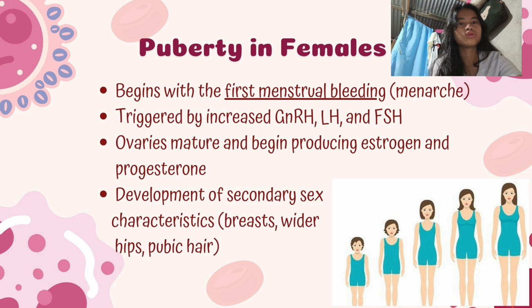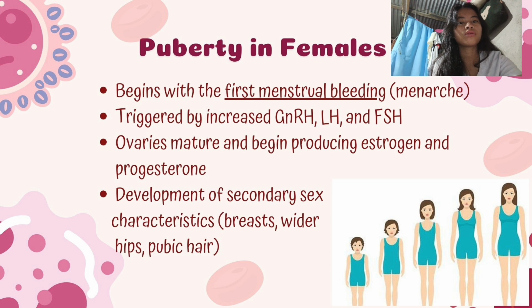The ovaries produce estrogen and progesterone. As LH and FSH stimulate the ovaries, they begin to produce estrogen and progesterone. These hormones are responsible for regulating the menstrual cycle and preparing the body for possible pregnancy. Estrogen also influences body changes during puberty.